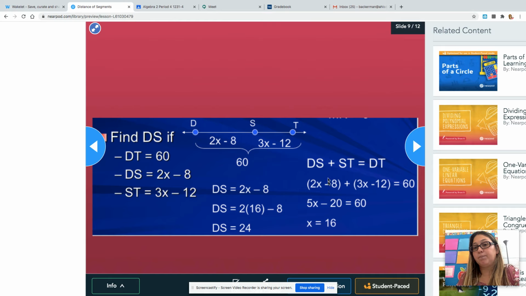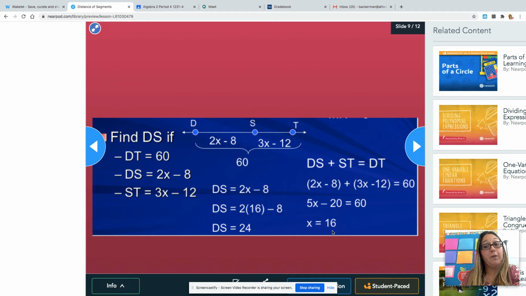So let's look at it. On the right, 2x minus 8 plus 3x minus 12 equals 60. I'm saying this piece plus this piece equals the whole. And right now I'm just solving for x, okay? So if I combine like terms, I've got 2x plus 3x, it gives me the 5x. I've got a negative 8 and a negative 12, that goes to negative 20. That equals 60. And then if I add 20, I get 80 over here. And then 80 divided by 5 is 16. So in this case, x is equal to 16.